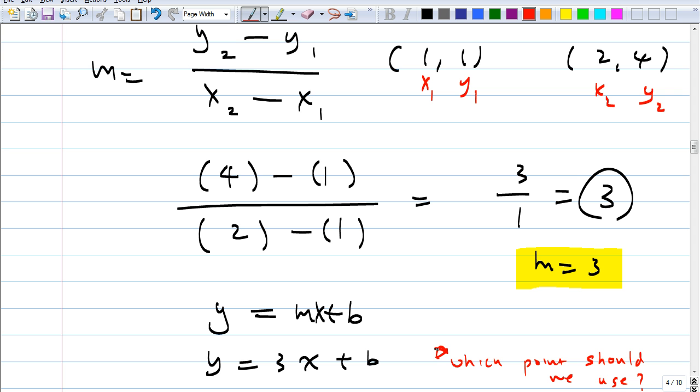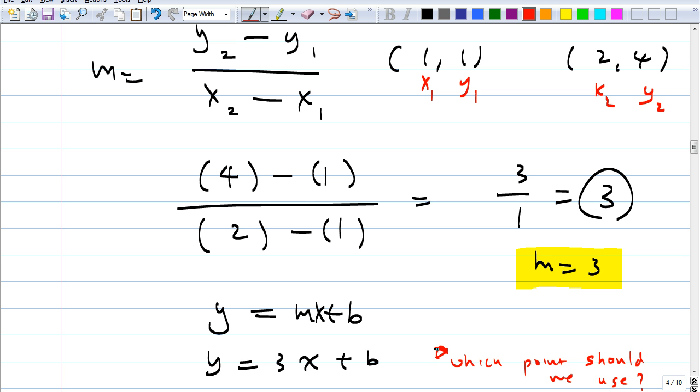Because both of these are solutions to this equation, you can plug in any of these points. It'll still make that equation true. Is that okay, guys? So you can plug in any point that belongs to the line. Both of them belong to the line because the line passes through both of these points, right? So I'm going to plug in (1, 1). You're right, because it's easier.